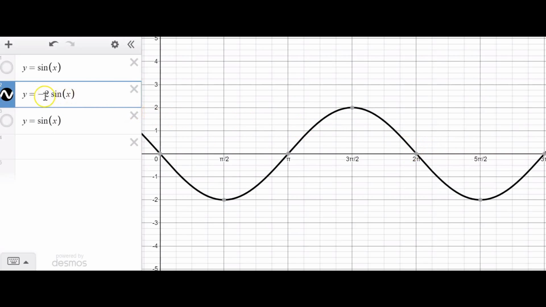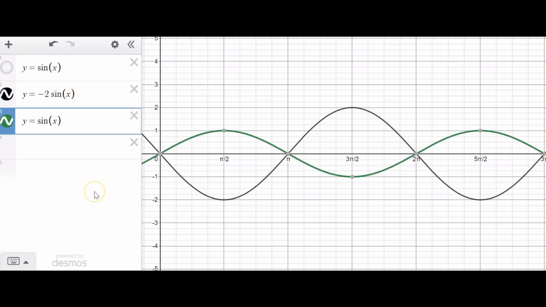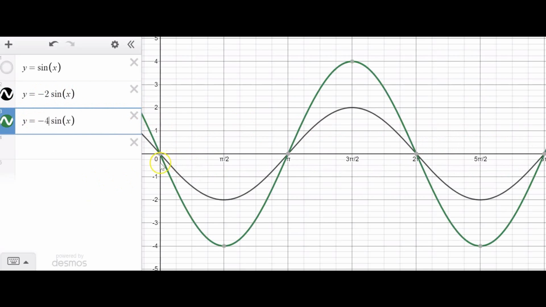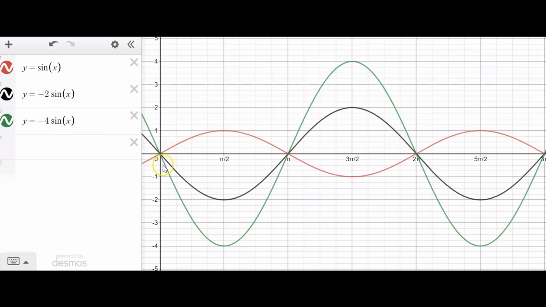okay? So let's say we were then to make it -4, okay? It would flip it over. Here's the original. It would flip it over so that it goes down first instead of up first. But instead of going down to -1 or -2, it would go down to -4 because there is a 4 in front of the sine. Okay, so it would go down to -4, then back up to 0, then up to 4, and then back down to 0. Okay? And that is what's called the amplitude.